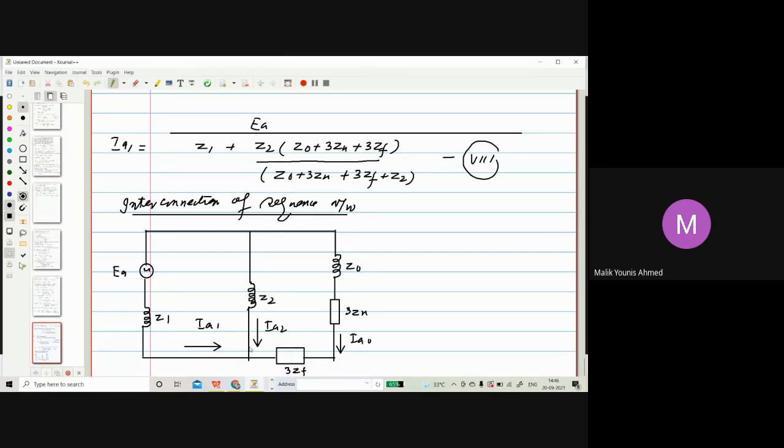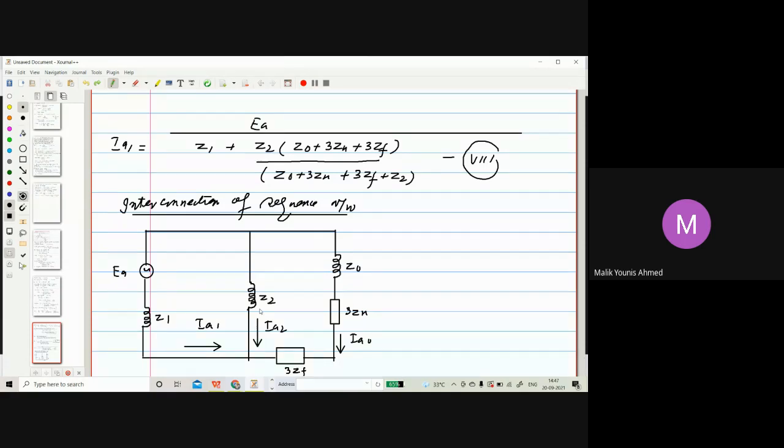So this combination will be coming here. Once you are going to find this current IA1, that will be EA in series with this. So this is the sequence network. I think this is clear, Sana? Yes, sir. According to this equation, I have drawn this. These are parallel combinations here. Once the circuit reduces to this, it will be in series with Z1. Current I1 will be voltage divided by total impedance.